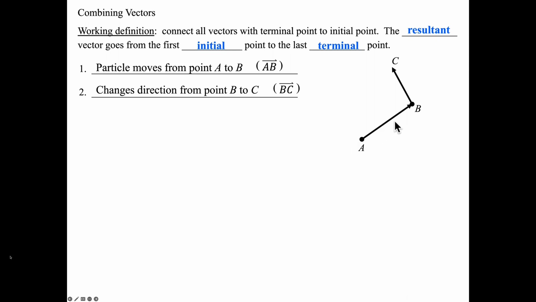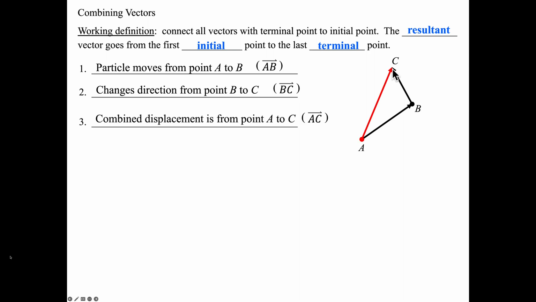So technically, this is the geometric representation, which we'll talk about in the next slide, for adding two vectors together. So if I go from the initial point to the final terminal point, this is our displacement from point A to point C. So vector AB plus vector BC is equal to vector AC. This is called the resultant vector in red here.